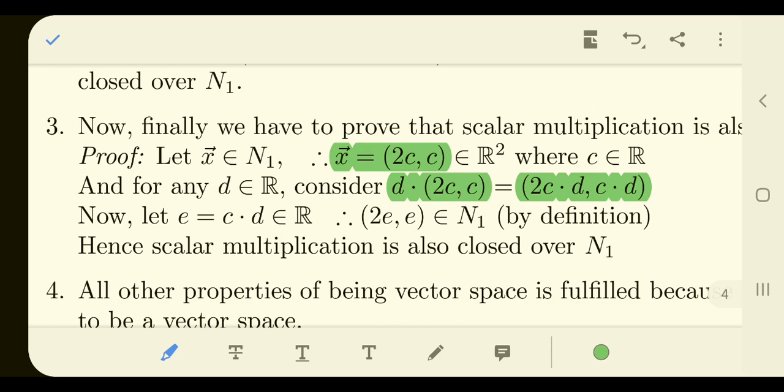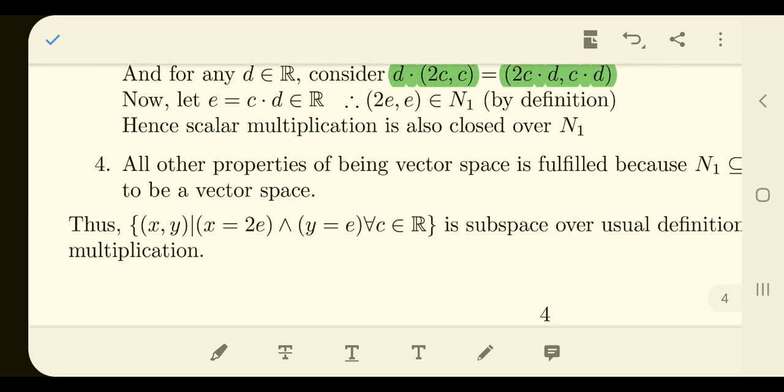You multiply separately with all the components. So (2cd, cd), because c and d are both real numbers, so c times d is also a real number. And since it is a real number, you again have the form (2e, e). So if you assume that c times d is e, then (2e, e) also follows the membership property of n1, and hence is a member of n1. So again we can say that scalar multiplication is also closed over n1.